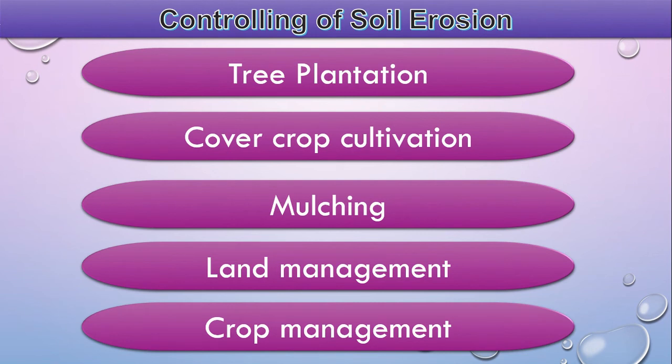Crop management. We have to cultivate the crop and we have to manage the crop. Sometimes we have to plant some leafy vegetables, sometimes we cultivate pulse type crops, sometimes rice. In this way we can contribute to the management and control the soil erosion as well.